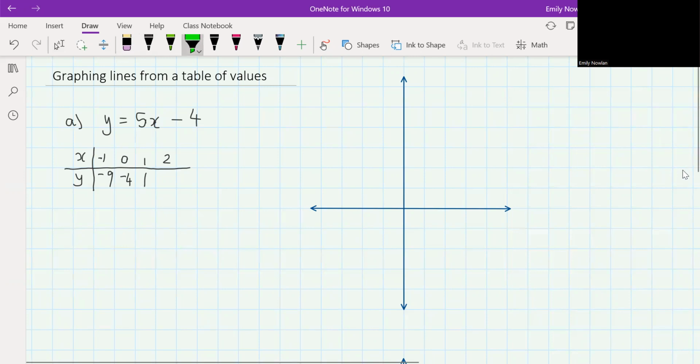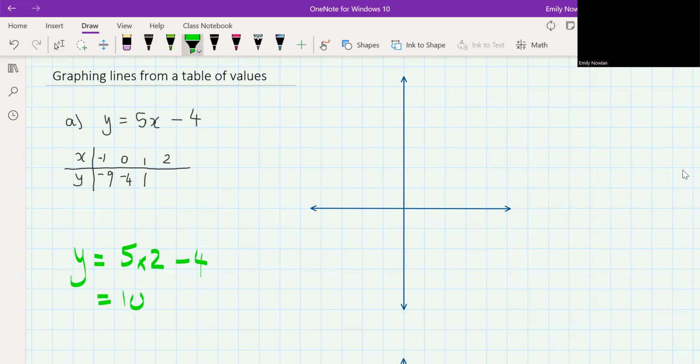The last thing we're going to try now is when x is 2. We have to put the x is 2 into there. So let's do that. We get y is equal to 5 times 2 minus 4. 5 2s are 10 minus 4. 10 minus 4 is 6. So the last answer there is 6.